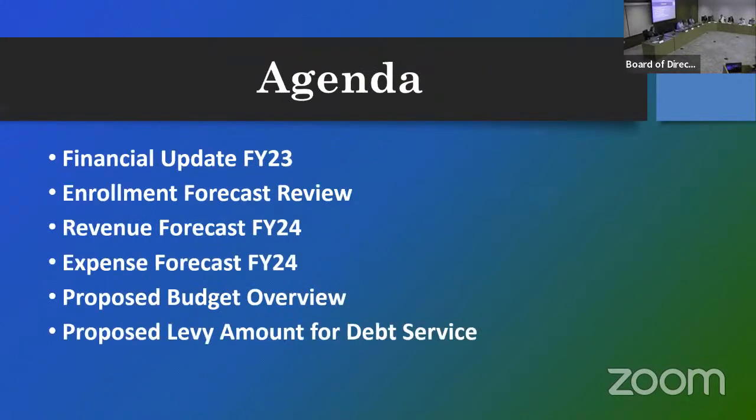And tonight we'll go over these following things. We'll take a look at how we did in this current fiscal year, or how we're doing more accurately. We'll take a look at our enrollment, revenue and expenses for next year, an overview of the budget, and then we'll take a look at the levy amount. Once we go through this document, we'll also go through the budget document itself and spend some time in a little more detail. And I'd be happy to take any questions in either of these documents as we go through.